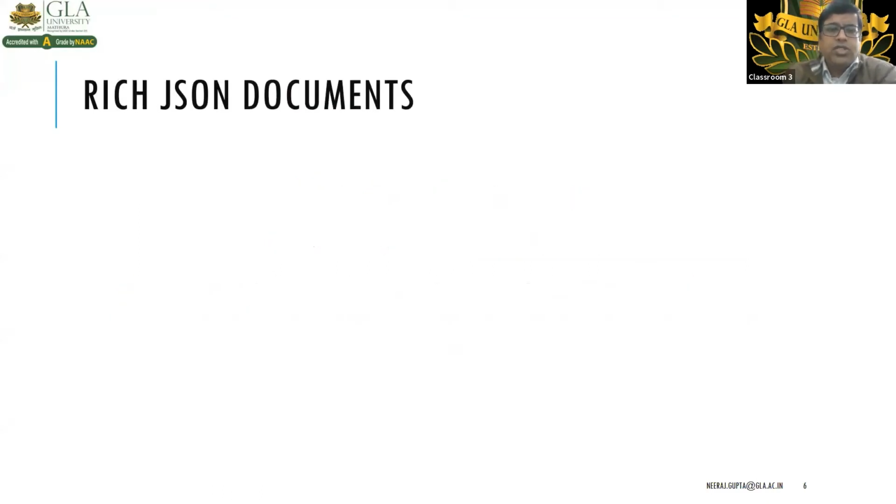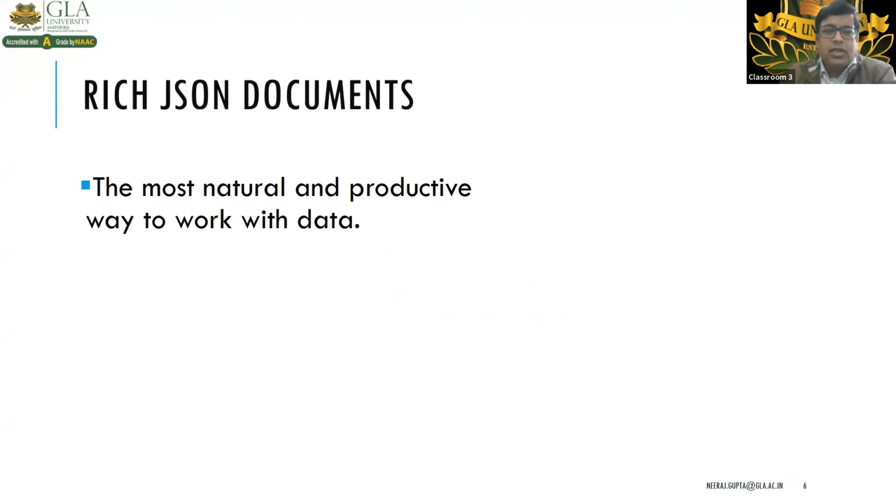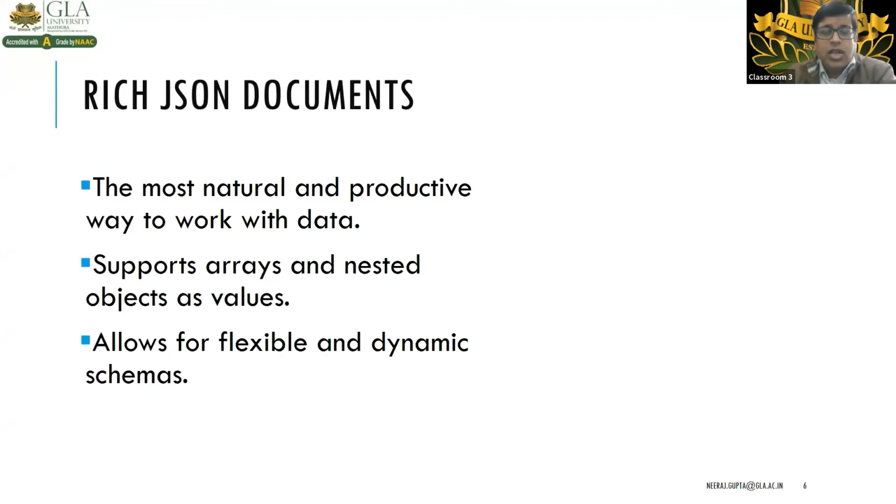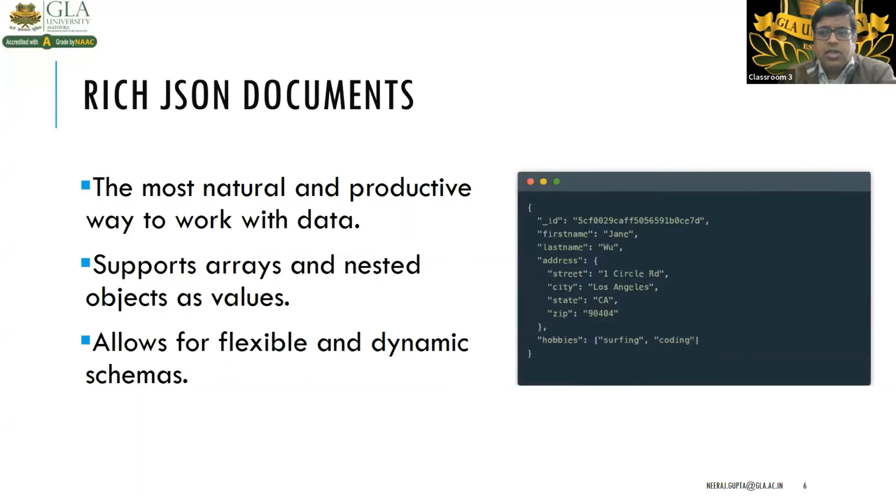And it supports the JSON format. It's a natural and productive way to work with data, and it supports arrays and nested objects as values. It allows flexibility and dynamic schemas. As you know, the static schema is not there in NoSQL. We have flexible and dynamic schemas. So the format looks like this one, which is very similar to the JSON format.